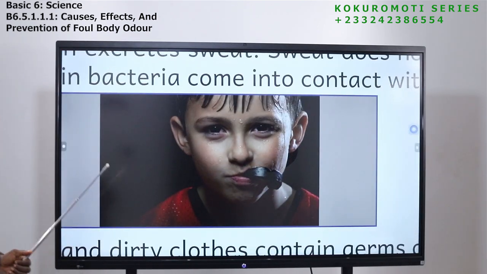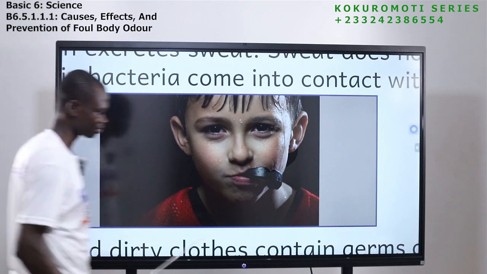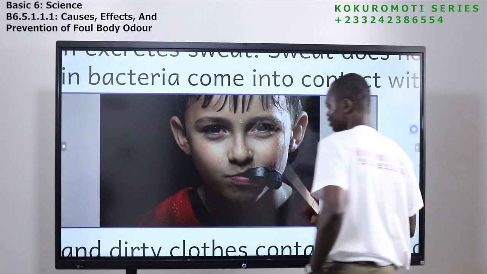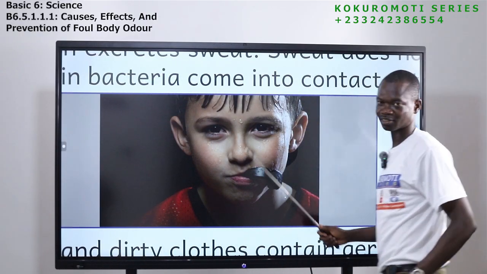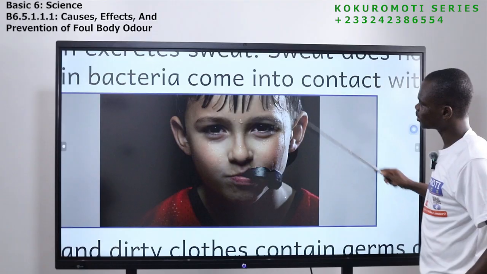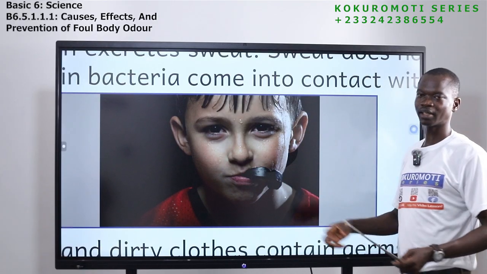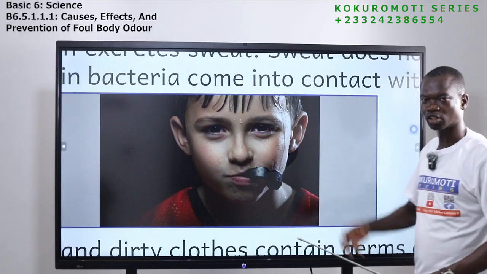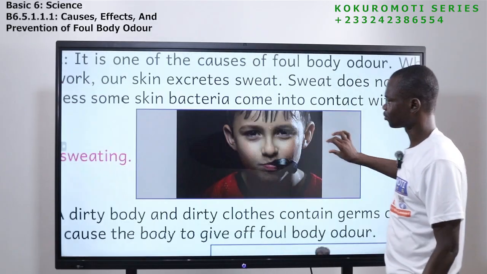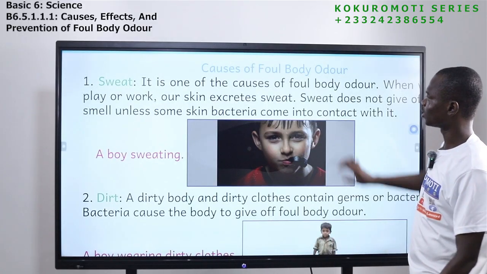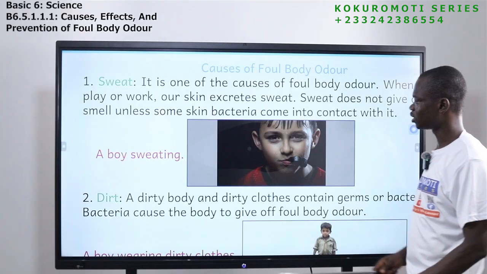This boy likes playing. He likes running. So look at his face. You can see that he's sweating, right? So when the sweat meets bacteria, that is where that foul body odor is produced. Okay, so sweat is one of the causes of foul body odor.